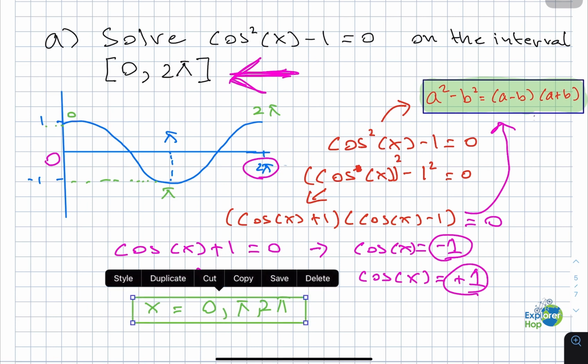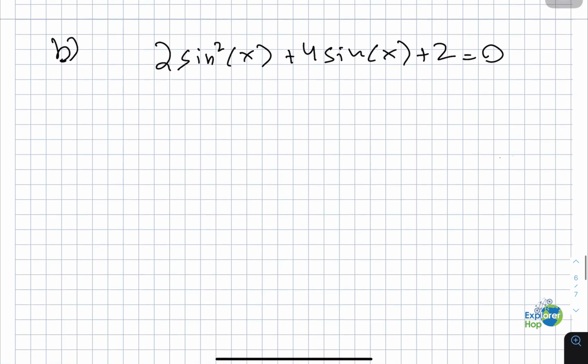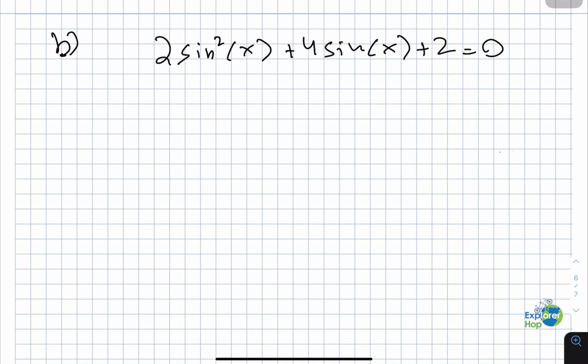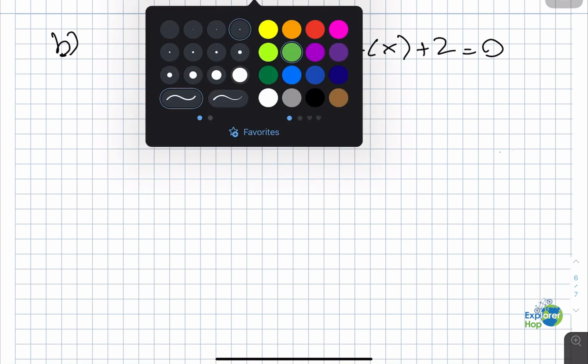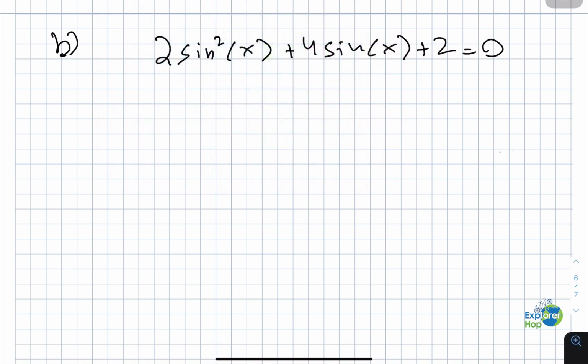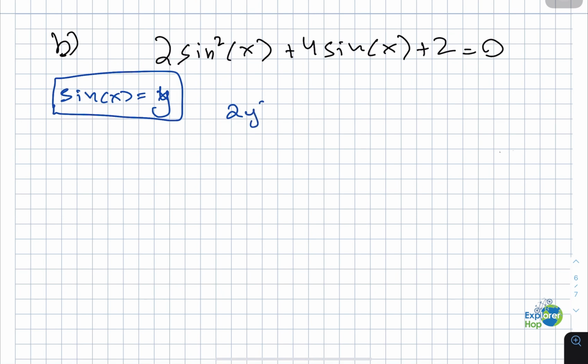So let's move on to the next part, which is solve 2 sine squared of x plus 4 sine x plus 2. To solve this question, we can say that sine of x equals, let's say, y, and then we can solve this as 2y squared plus 4y plus 2 equals 0.